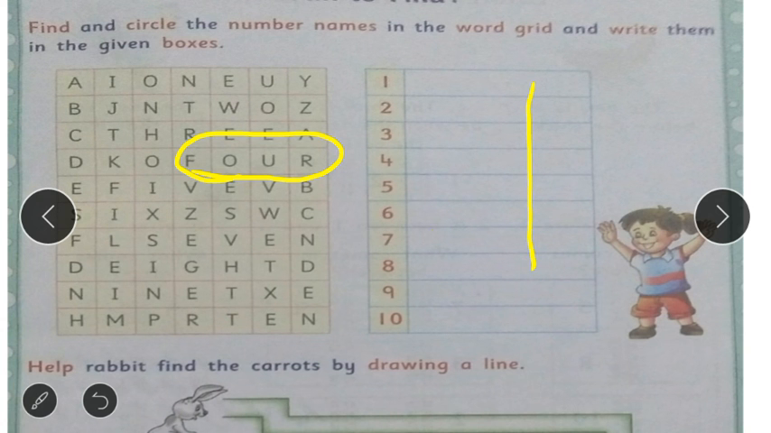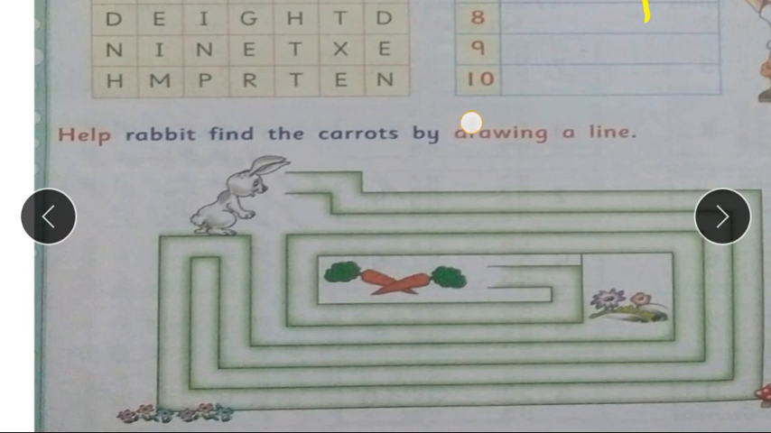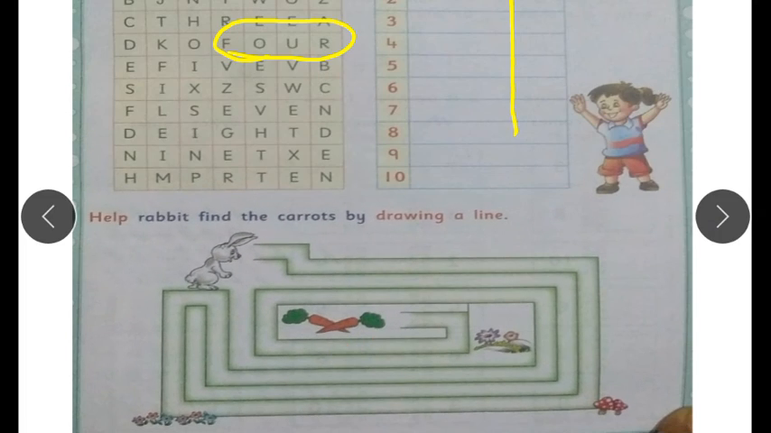Clear? Next is what? Help the rabbit find the carrots by drawing a line. Now you have to draw a line and find the carrots by drawing a line. What does the rabbit have to take? The carrot. Now tell me how the rabbit will go to take the carrot. The road should not be blocked. Let's say we are the rabbit, now we will go by this way.